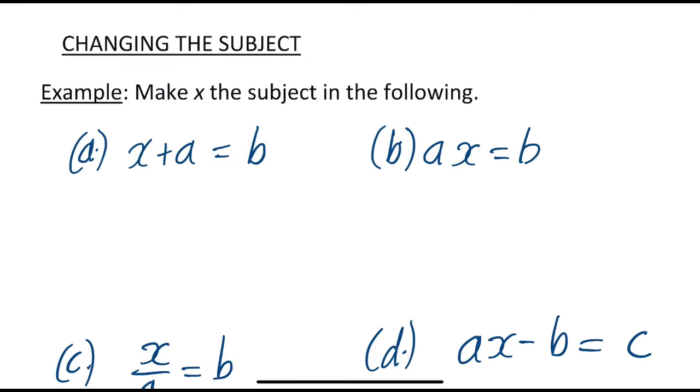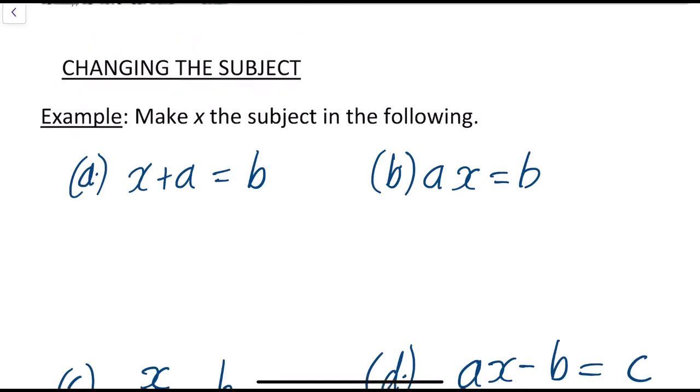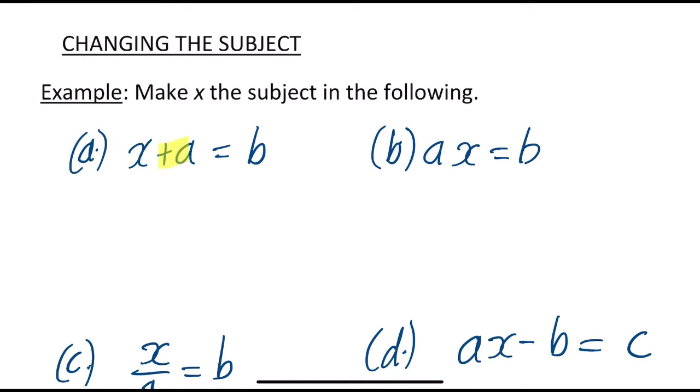So our first one is just a one-step equation. So x, and what is happening to it is we are adding a. So that's all that is happening to it. If we were to reverse that process, the opposite of adding a is clearly subtracting a. So when that a goes across, it becomes a minus a. So x equals b minus a is your answer for the first one.